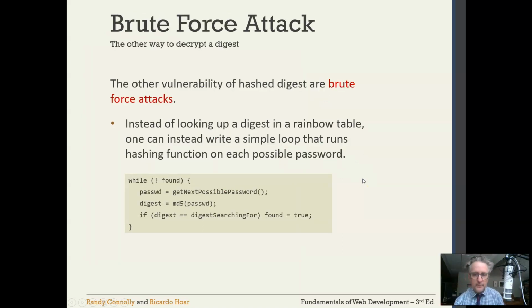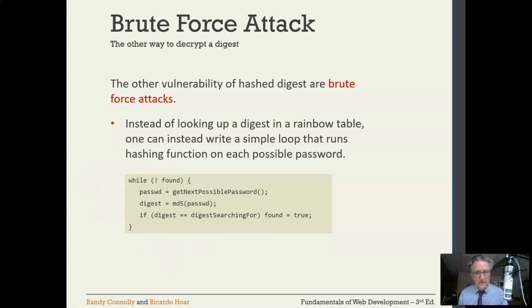So you remember there were two vulnerabilities to hashing functions. The first was a rainbow table attack. And the second is a brute force attack. The other vulnerability of a hash digest is brute force attacks. And instead of looking up a digest in a rainbow table, one can just write a simple loop that runs hashing functions on each possible permutation and combination of a password. So here's a kind of pseudocode where we're just going to loop through, get the next possible password, maybe by changing a letter at a time, try this new one through our hashing function, and then check: do we have a match in the digest? And if we do, we found it. So in a sense, that's all a brute force attack is.